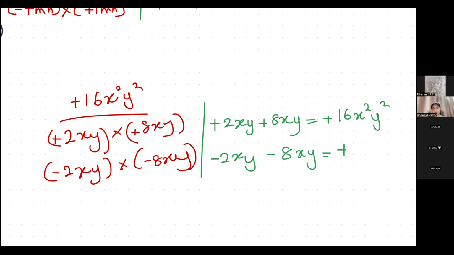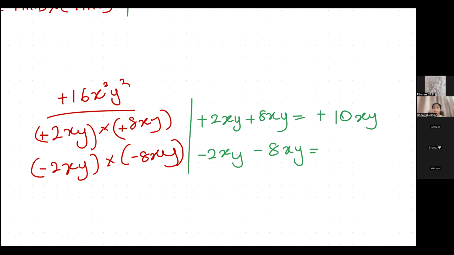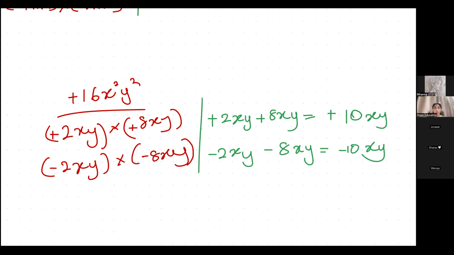Minus times minus is plus, no, sorry. Again, I got it wrong. Multiplication, we are going to do the addition here, right? I'm sorry. So we get plus 2 plus 8 is 10. So 10xy. I'm really sorry. I hope you didn't get confused, right? Minus 2 minus 8 is minus 10. And again, we have xy. If you look here, we have plus 10xy, right?